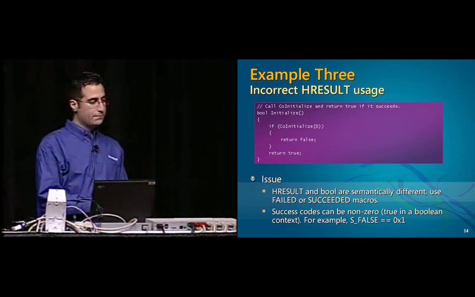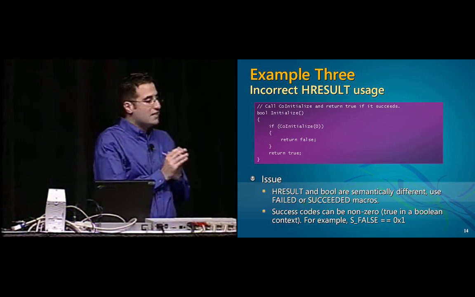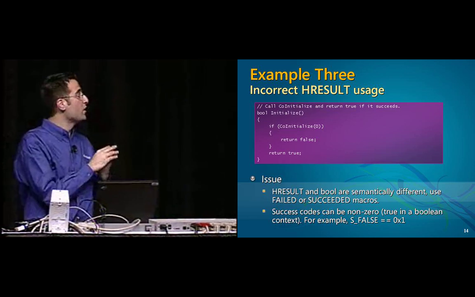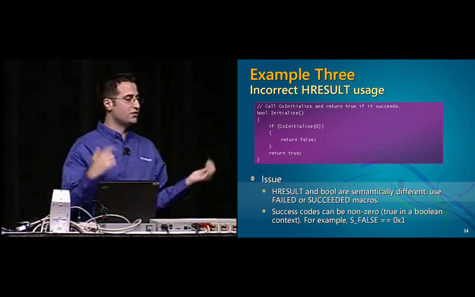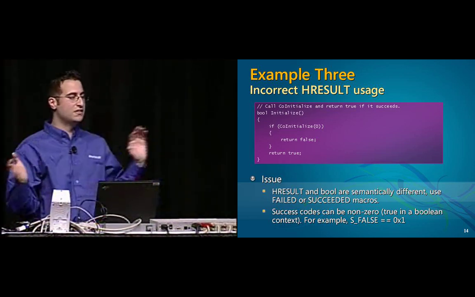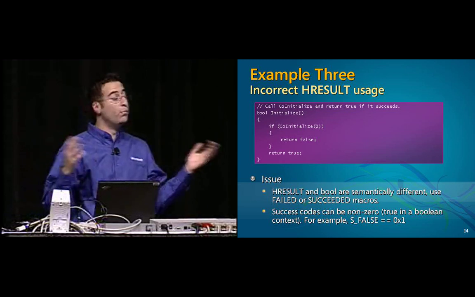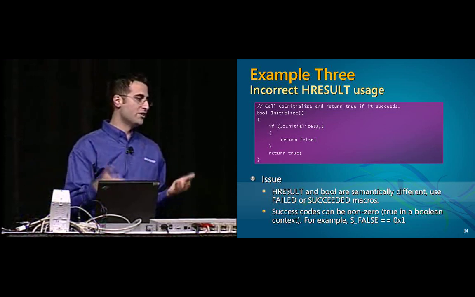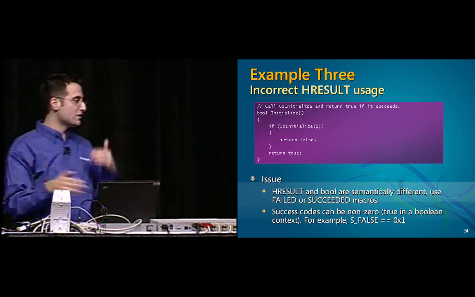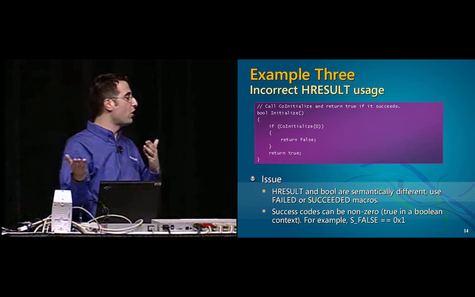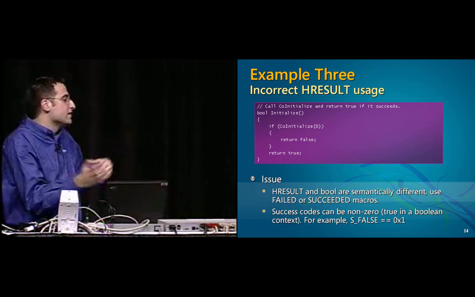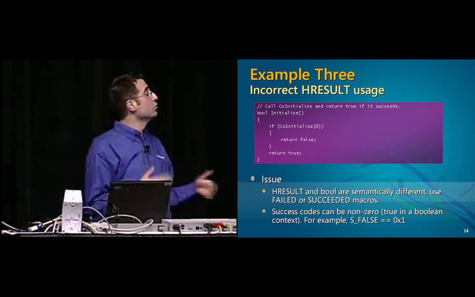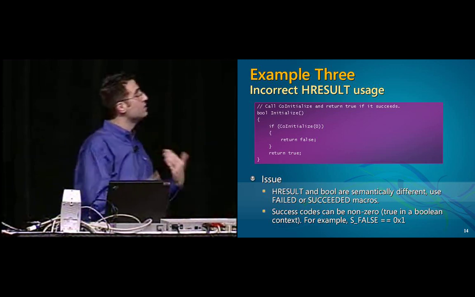So let's look at the third unmanaged example. A very common mistake that programmers make working with APIs that return HRESULT is to imagine that HRESULTs have very similar semantics to a Boolean. We know that a 0 HRESULT is S_OK, so we could imagine that in a Boolean context, an HRESULT that's false is a success and an HRESULT that's true is a failure, but that's not actually true.